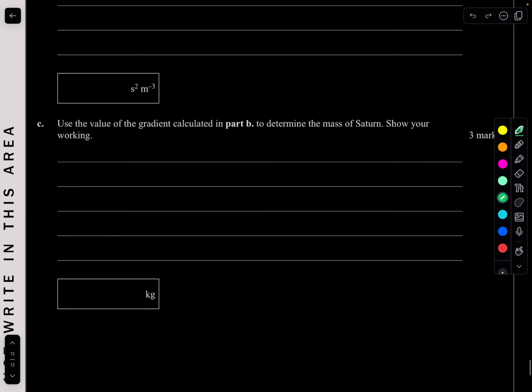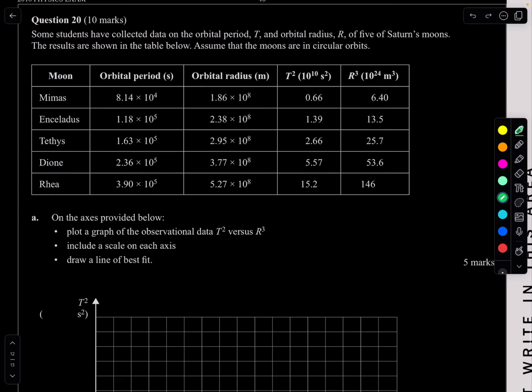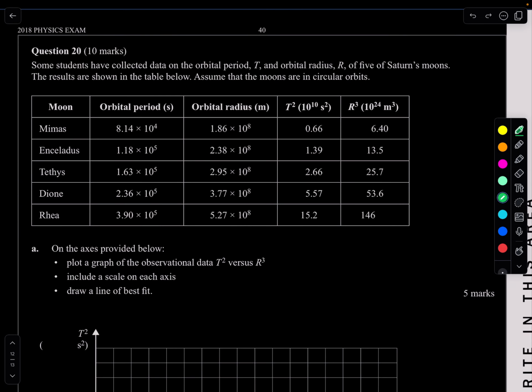Question 20. I think this is the last question. Some students have collected data on the orbital period and the orbital radius of 5 Saturn moons. These results are shown in the table below. Assume that the moons are in circular orbit. On the axis provided, plot the graph of the observational data, t² versus r³, include a scale on each axis and draw a line of best fit.